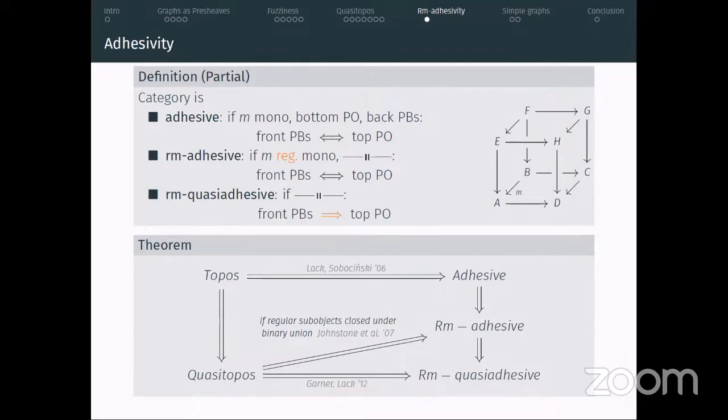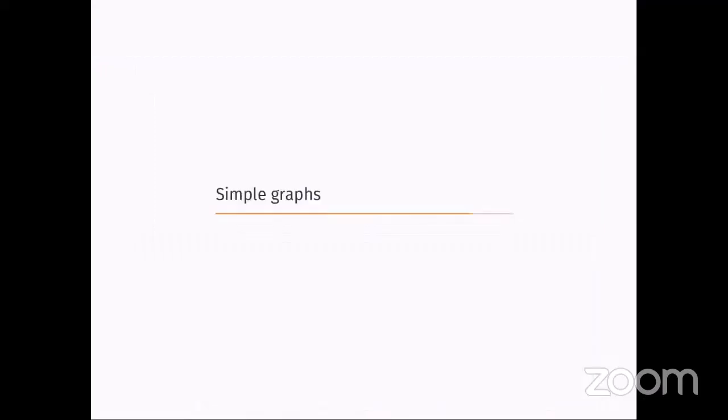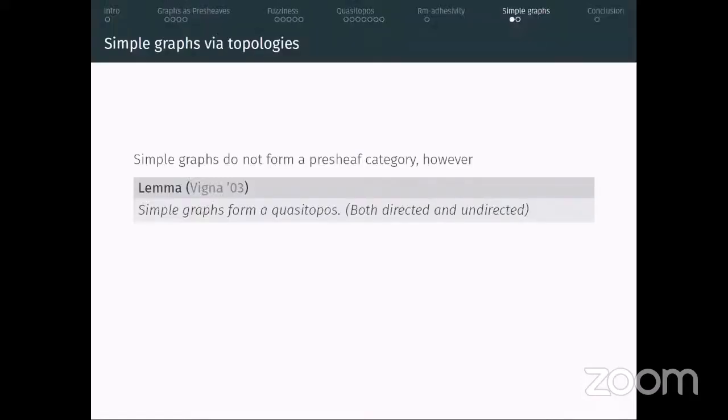But if you've been careful in the examples that I gave, there was one big one that was missing, which was simple graphs. A simple graph is not a Presheaf, so it's not covered by the results that we have. So what to do with simple graphs? Thankfully, in the literature, we know that simple graphs are still a Quasitopos, both directed and undirected. And so we extended on that to obtain the same for fuzzy simple graphs.